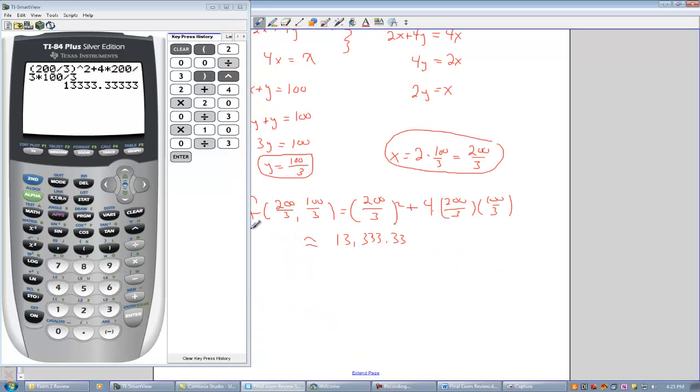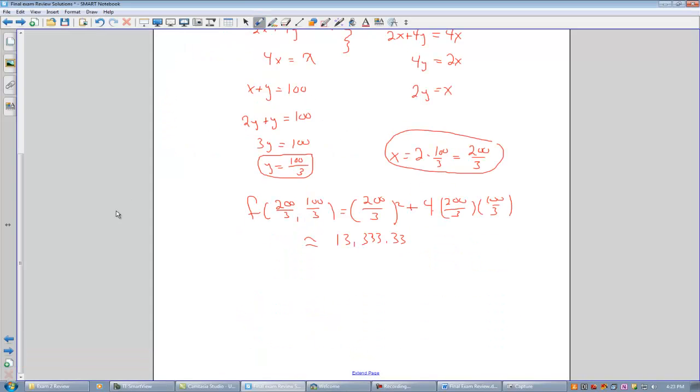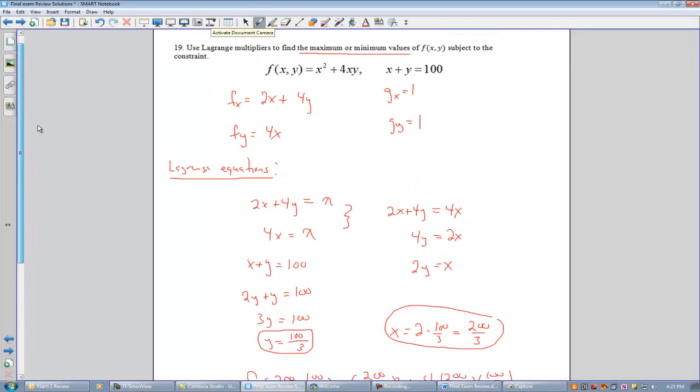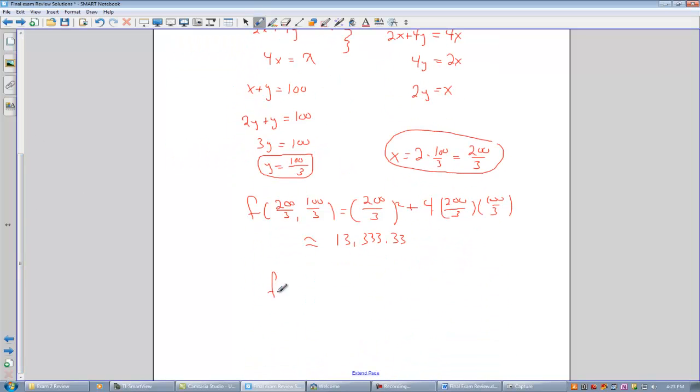And is this a minimum or a maximum? Well, to decide this, I go back up and I look at my constraint. What is my constraint? My constraint is x plus y is equal to 100. So let's let x be 0 and y be 100. Let's look at f of 0, comma 100. This satisfies the constraint. And then you plug this in. This is 0 squared plus 4 times 0 times 100, which is 0. And so this is a number that's smaller, so this must be a maximum. So f of 200 over 3, 100 over 3 is a maximum.